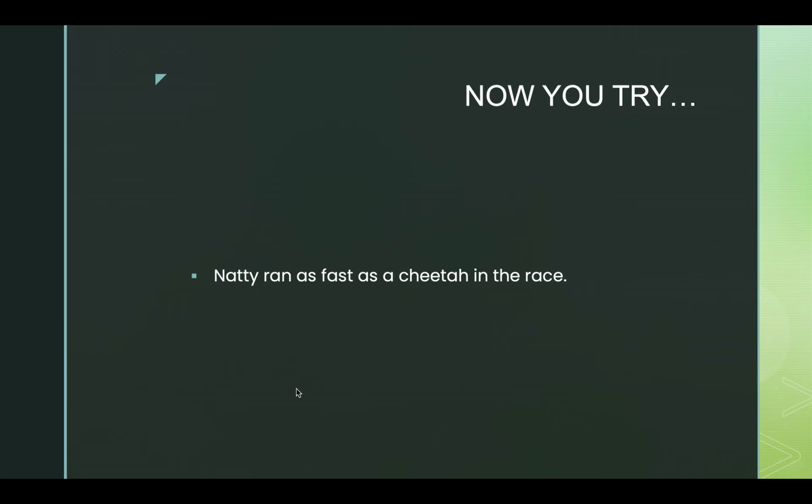Now you try. What we're going to do with these are all comparisons using similes. We're going to go through and we're going to change these similes into metaphors. Give it a try. Natty ran as fast as a cheetah in the race. Did you come up with the sentence, Natty was a cheetah in the race? So we're taking out the word as, we're taking out the characteristic of being fast, and simply saying, Natty was a cheetah in the race.